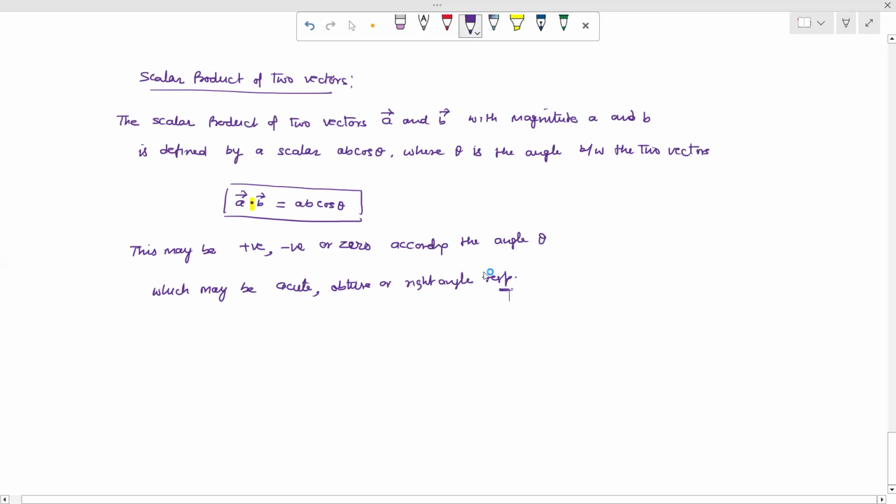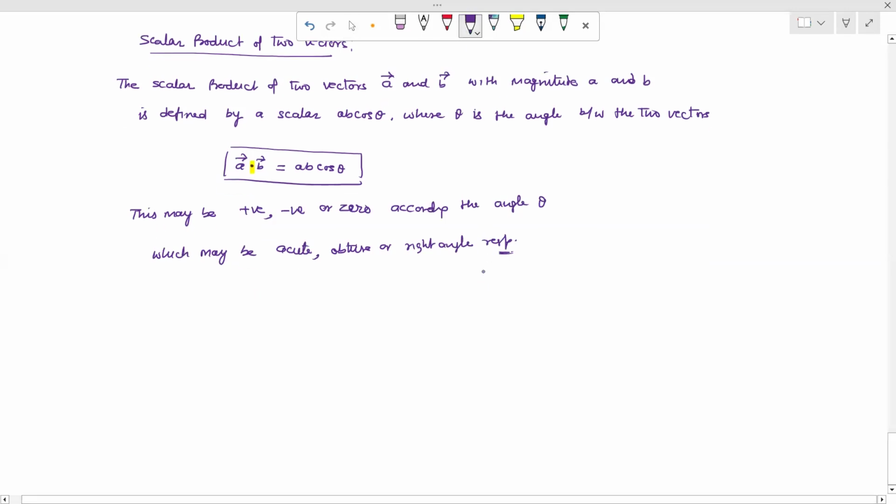So when we define the scalar product of two vectors, that will be vector A dot vector B equal to AB cos theta, where theta is the angle between the two vectors A and B. Now we move to the next, that is the condition of perpendicularity.